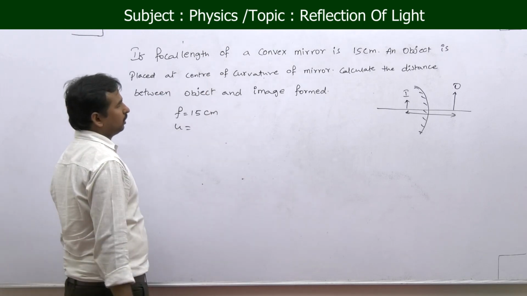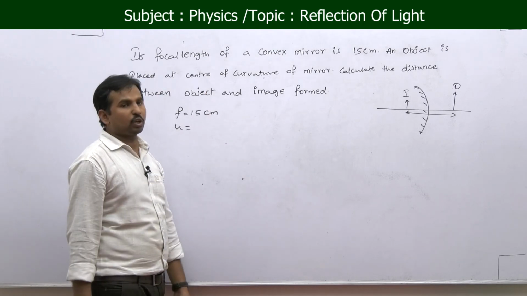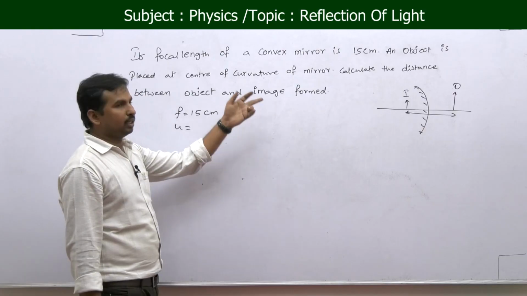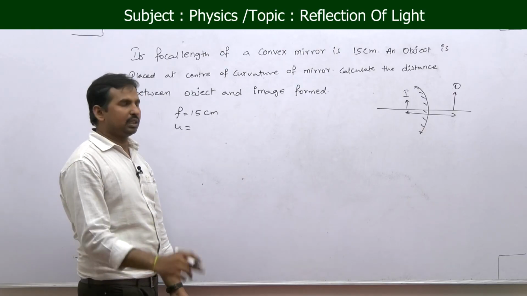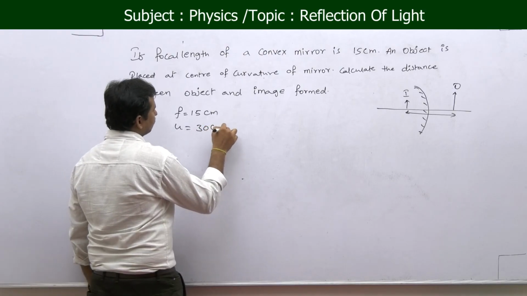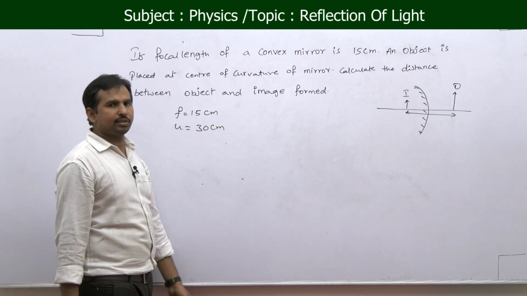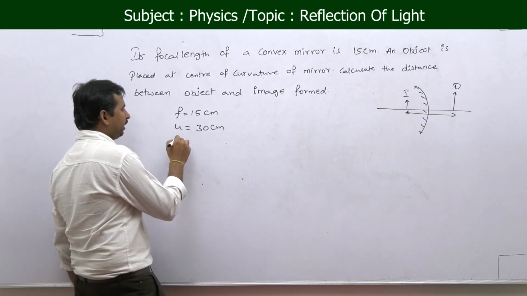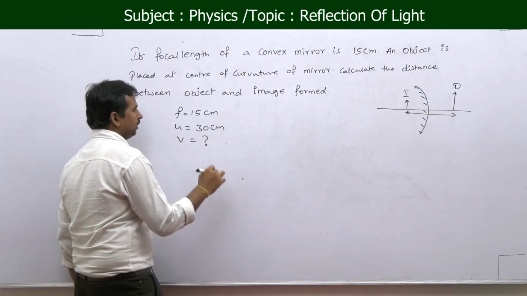The object distance is given as the center of curvature position. If the focal length, which is the focus position, is at 15, then the center of curvature becomes twice that, so it becomes 30 centimeters. So the object is at 30 centimeters here. Then what we need is the image distance.